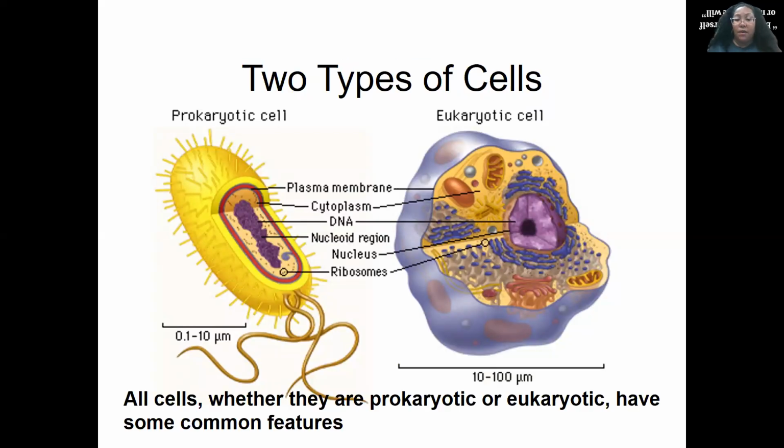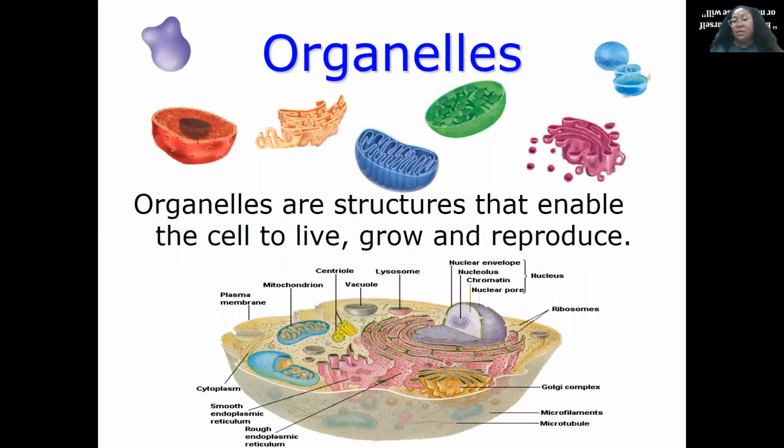So there are two types of cells. You have a prokaryotic cell and you have a eukaryotic cell. And it says that all cells, whether they are prokaryotic or eukaryotic, have some common features. So if we look here, they have a plasma membrane, cytoplasm, DNA, a nucleoid region, a nucleus, and ribosome. So it doesn't matter whether it's a prokaryotic cell or a eukaryotic cell, they are going to have similar features in part.